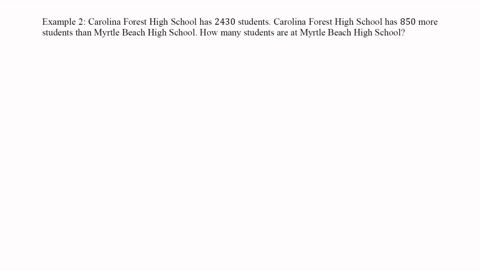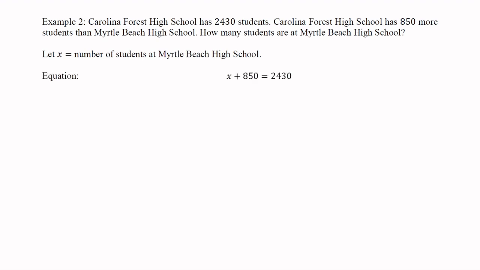For example 2, Carolina Forest High School has 2,430 students. Carolina Forest High School has 850 more students than Myrtle Beach High School. How many students are at Myrtle Beach High School? So that's our variable. The number of students at Myrtle Beach High School is what we're trying to find. Well, we know that there's 850 more at Carolina Forest than at Myrtle Beach High School. So you have to take the number of students at Myrtle Beach High School, which is x, and you have to add 850 to get the total that are at Carolina Forest High School. Now we're going to subtract 850 from each side to get the number that are at Myrtle Beach High School.